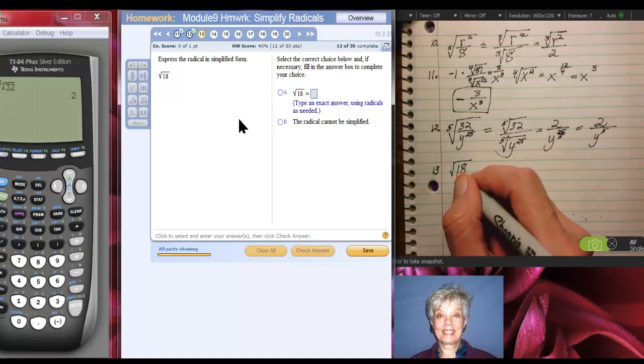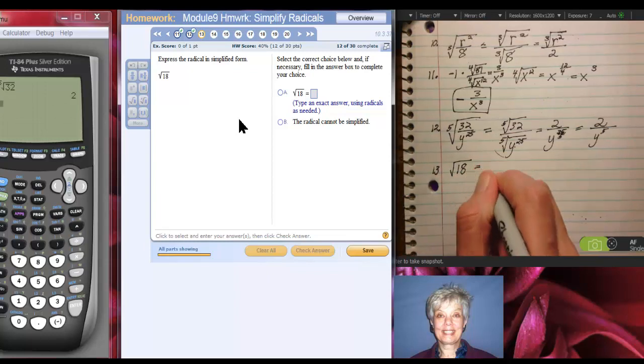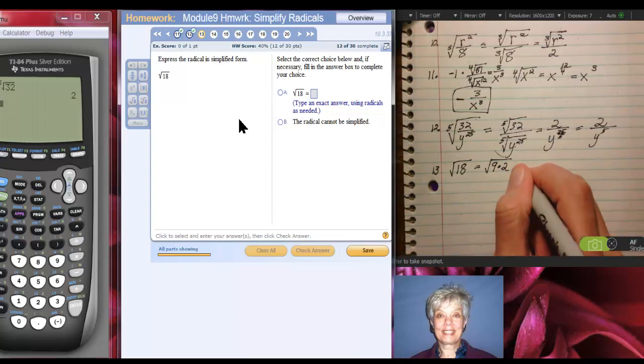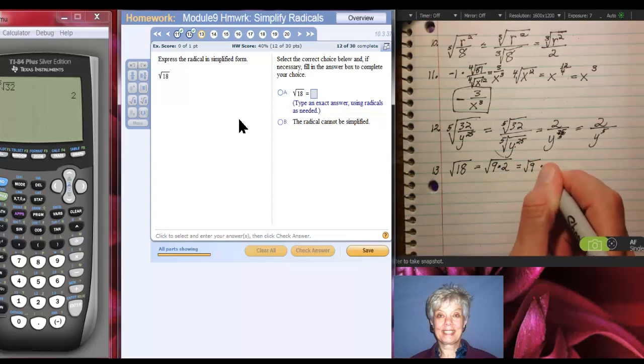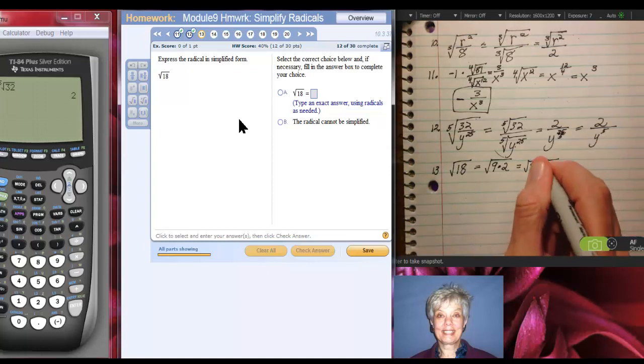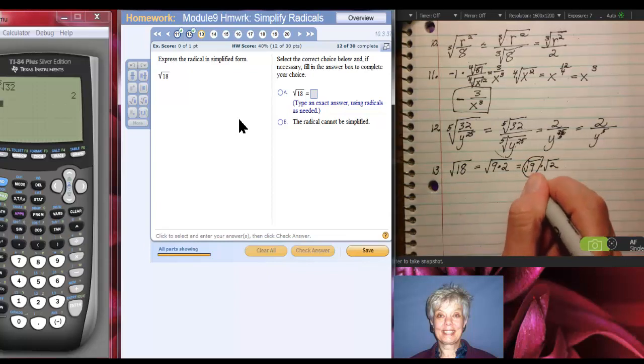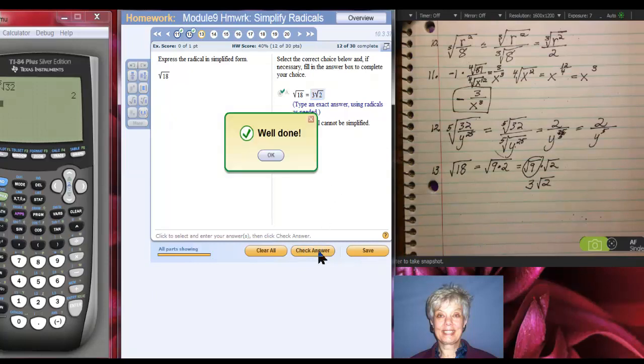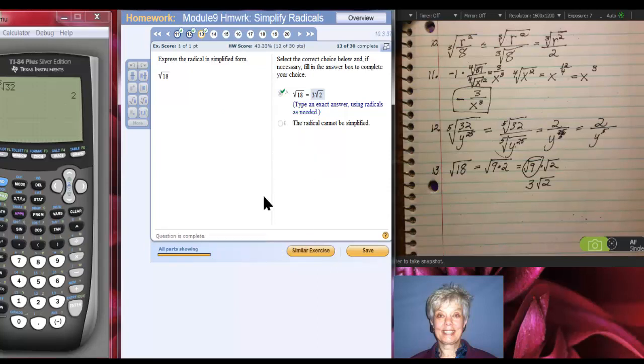You know that 9 is a perfect square. The square root of 9 is 3. So the square root of 18 is going to be the square root of 9 times 2, which is the square root of 9 times the square root of 2. The square root of 9, well, that's going to be 3. So our answer is going to be 3 times the square root of 2. And that is the exact answer. So my answer is going to be 3, and then square root radical, and then 2. 3 times the square root of 2. Check my answer. And that's correct. Okay, it helps to know your times tables also.